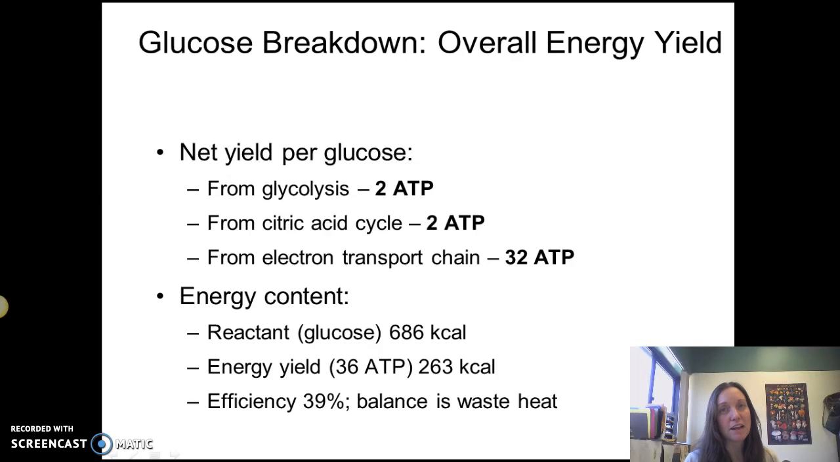The balance of the energy is lost as heat, and that follows the second law of thermodynamics, where for every energy transfer, some usable energy is lost from a system to increase the entropy of the universe. So the waste heat increases the entropy.